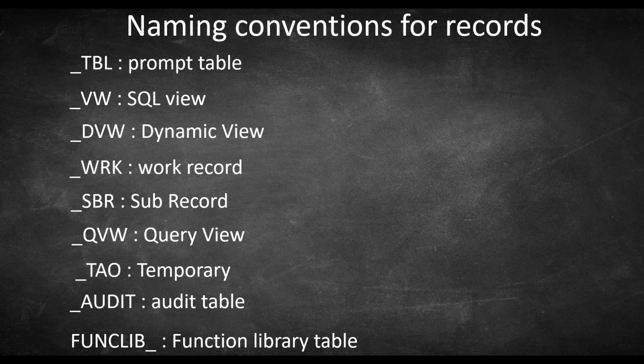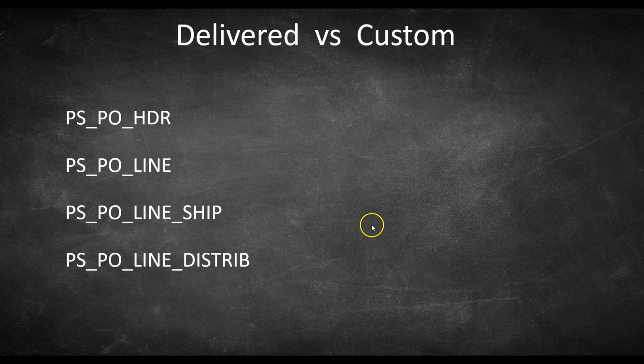So this is one benefit provided by following the naming conventions. Another naming convention that we can follow is not just limited to records, but is applicable to every PeopleSoft object such as pages, components, fields, etc. We should have some differentiation in the naming convention to differentiate between the delivered records and the custom record.